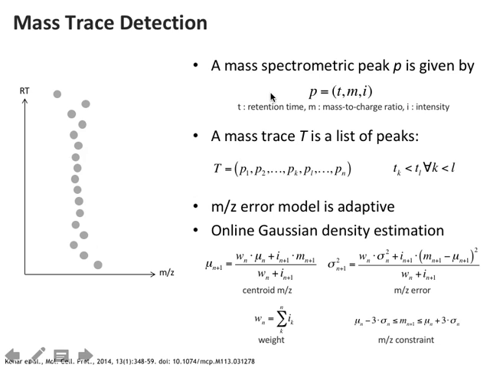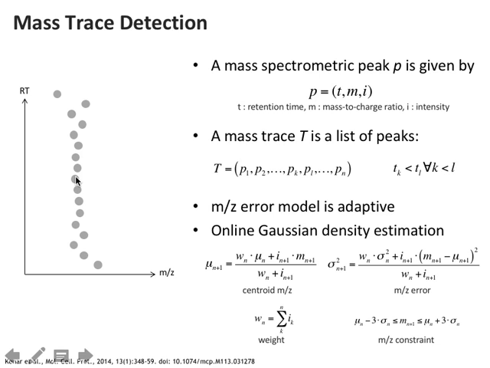Now, what we're trying to find is a mass trace, and a mass trace is just a list of peaks that we have found, and peaks are defined by their retention time, their mass to charge ratio, and their intensity. So this is what the output of the algorithm should be, and we start with a rough idea of when two peaks in adjacent spectra should belong to the same mass trace.